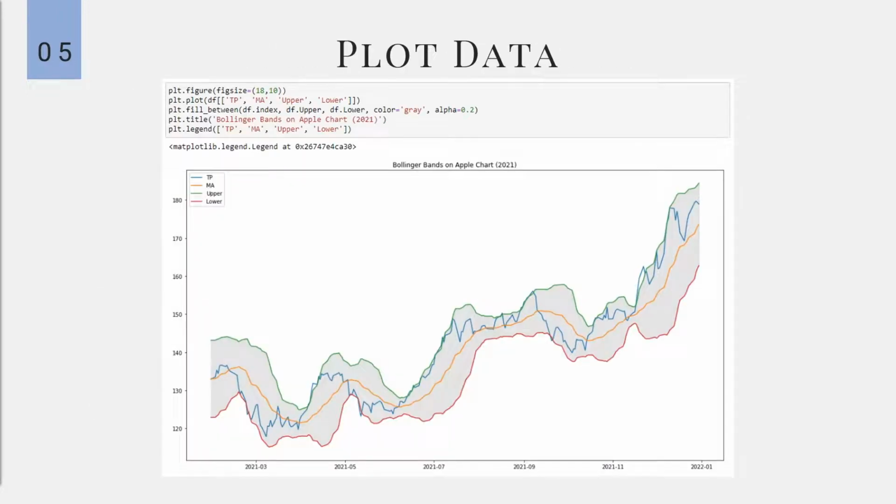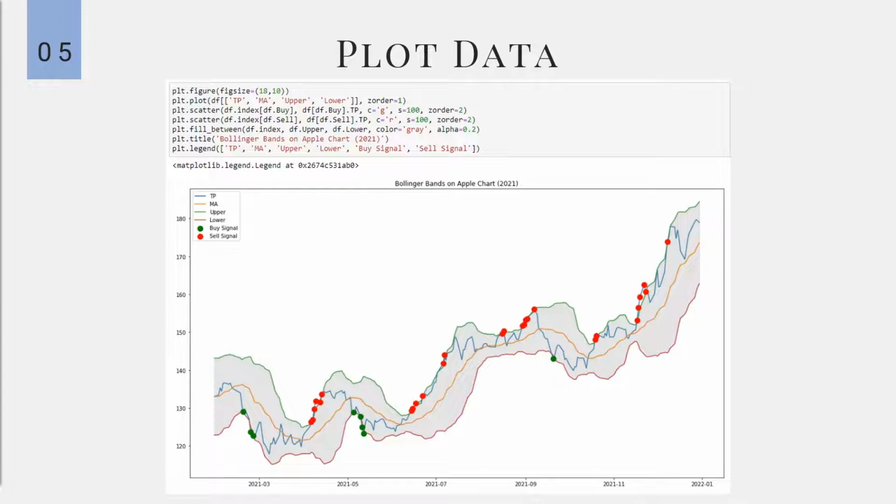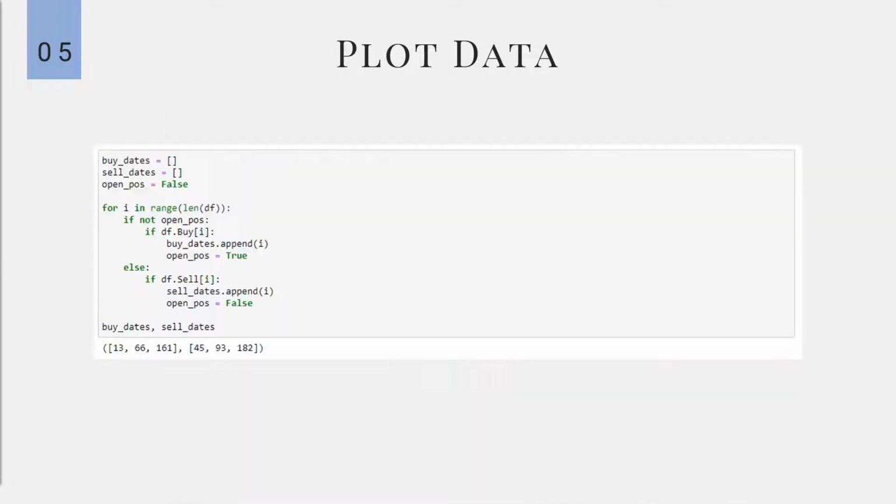So let's plot the data. Here you have the code from the plot that I showed at the beginning, so I will not go into the details here. And now we can draw in the buying and selling signals, and to get the first buying signal and the last buying signal and only one open position, as we stated at the beginning, we have this helper function here which calculates the buy dates and the sell dates. I think this is pretty self-explanatory.